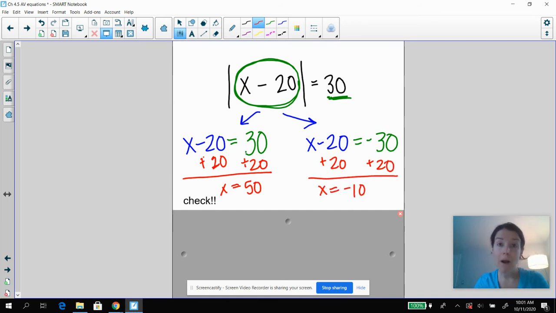Now I want you to pause your video here and check. What I mean by check is you're going to plug these two values for x into the original problem. I want you to see that when you put in 50 for x or negative 10 for x, you're going to get positive 30 out of the pipes. Pause the video and then let's come back together.